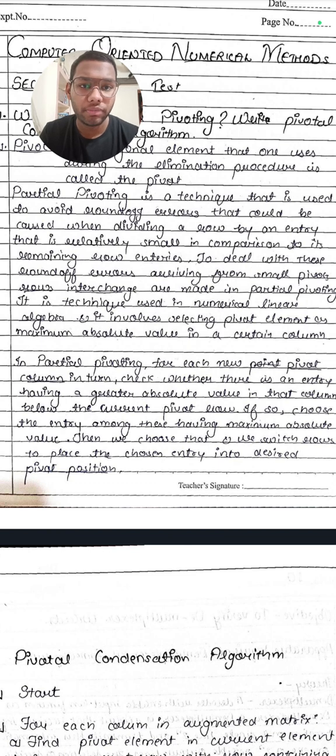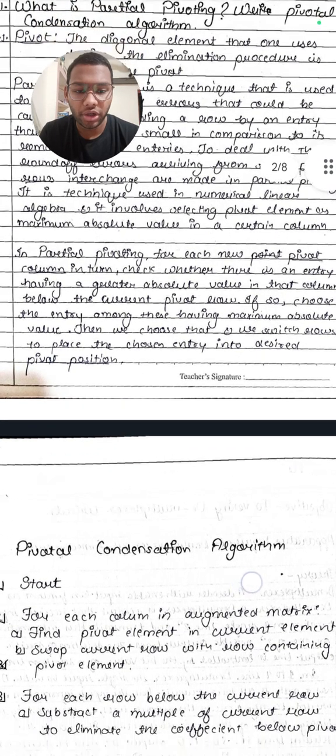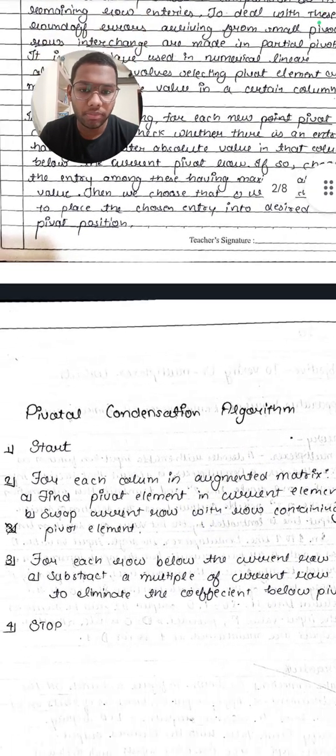In pivoting, we choose a column. We choose the maximum absolute value of a column for a system of equations, and we check all the rows. If any entry has a greater value than the maximum number, we will swap the rows. In partial pivoting we can swap the rows only, and in complete pivoting we can swap the rows as well as columns. Moving on to the pivotal condensation algorithm.